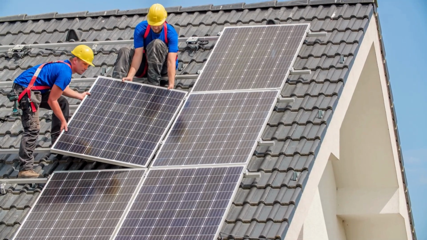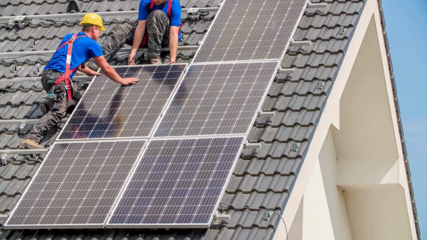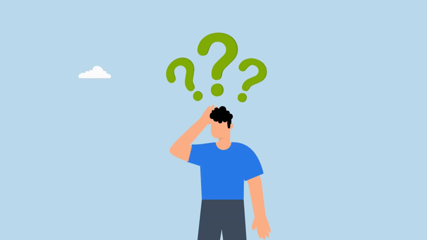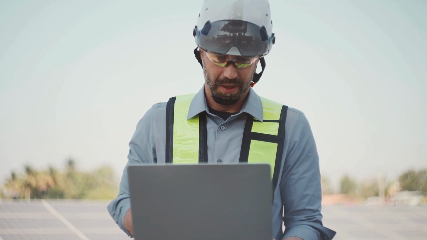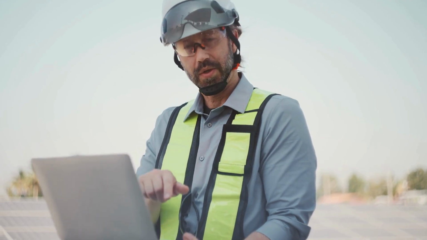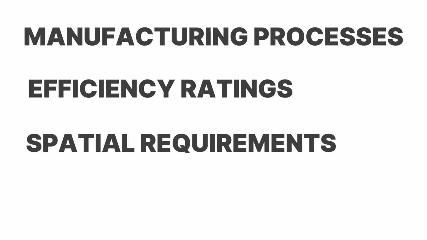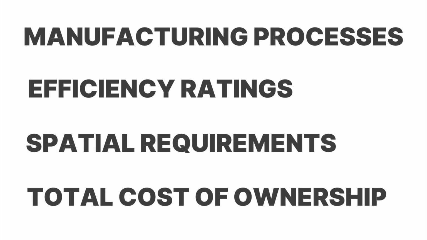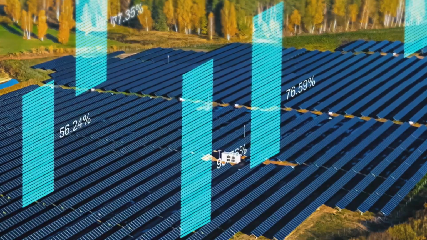Solar energy installations have increased by over 20% annually worldwide, yet most consumers face confusion at a critical decision point: which panel type to choose. The solar market offers two dominant technologies, monocrystalline and polycrystalline panels, each with distinct characteristics that impact performance, cost, and suitability. This analysis examines the fundamental differences between these technologies, comparing manufacturing processes, efficiency ratings, spatial requirements, and total cost of ownership. The data reveals how these differences translate into real-world performance for residential and commercial installations.